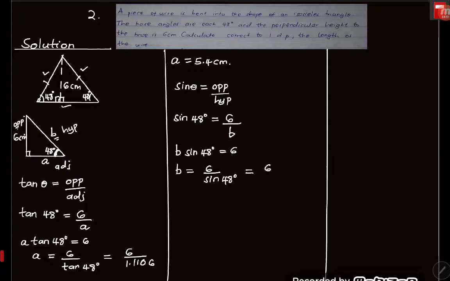This is equal to 6 over sine of 48, which is 0.7431. Now you get this value from your mathematical table. If you divide 6 by 0.7431, you get 8.07. Now the question requires us to calculate, correct to one decimal place, the length of the wire.